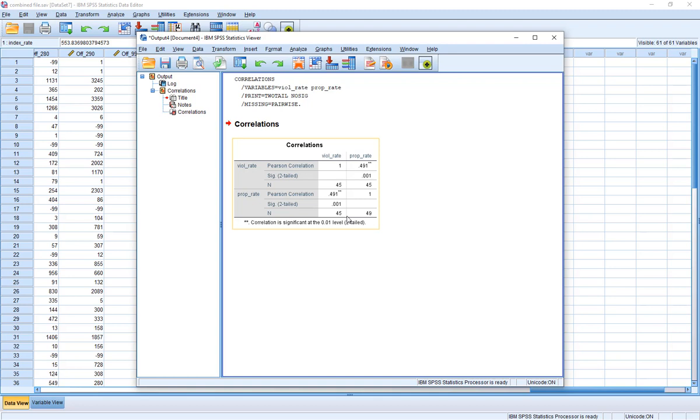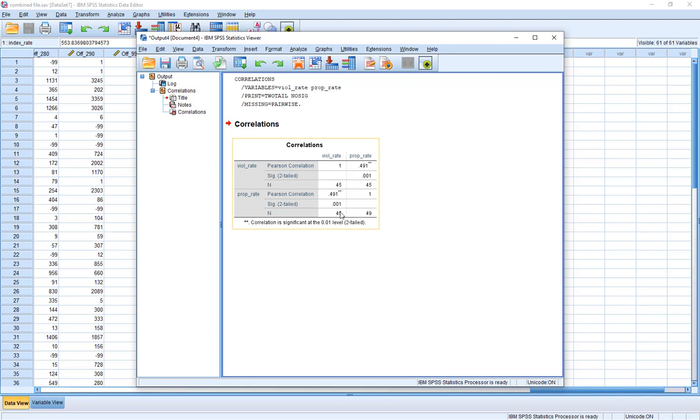Now, in this case, we have about 0.491, which falls almost exactly in the center there. So we would say that there is a positive, moderate relationship between these two variables. And when we get into our discussion of regression later on, this R is going to become even more meaningful. But for the moment, that's how we would go about interpreting this.